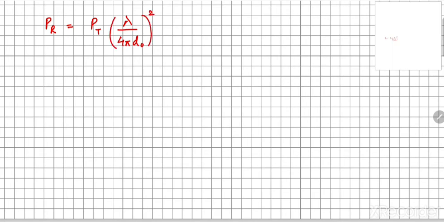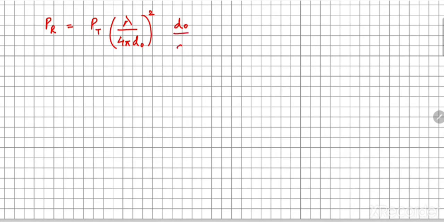In the presence of these real-life obstructions, the received power is typically modeled by this equation, which is PR equal to PT times (lambda by 4 pi d naught) whole square times (d naught by d) raised to the power of n. And n is the path loss exponent, as I just described earlier.